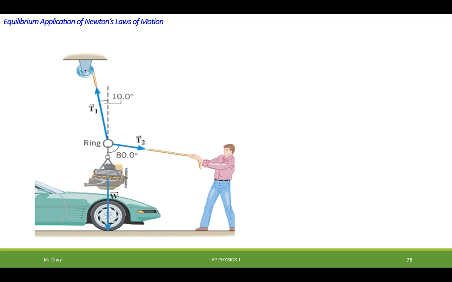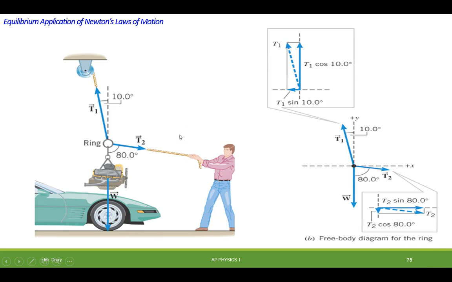Okay, you've got a guy trying to put an engine block into a car that's being held up by a pulley up here. And obviously this tension is probably taking most of the weight, I would think, just looking at it. And he's pulling it out to the right, trying to position it correctly. All right, so we have to draw our free body diagrams.